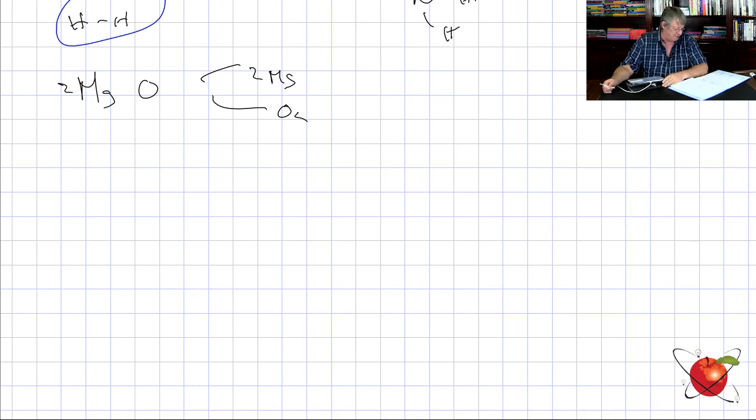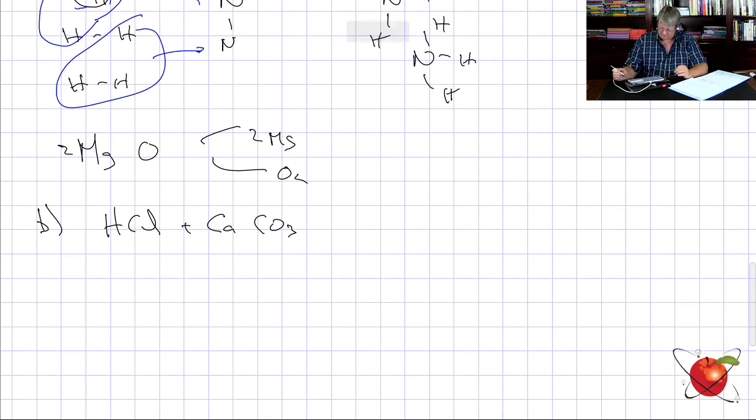Now let's have a look. Hydrochloric acid and calcium carbonate. This is B. Hydrochloric acid, HCl. Calcium carbonate. How do we put them together? We know it's a Ca and a carbonate is CO3. Ca is +2. Carbonate is -2. Therefore, it is CaCO3. Correct?